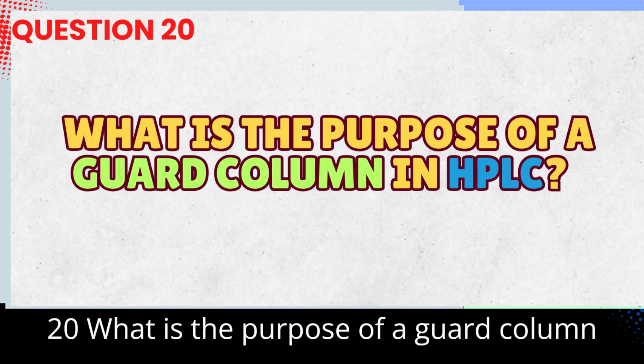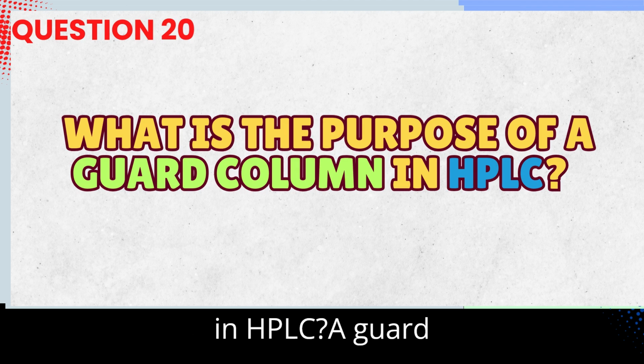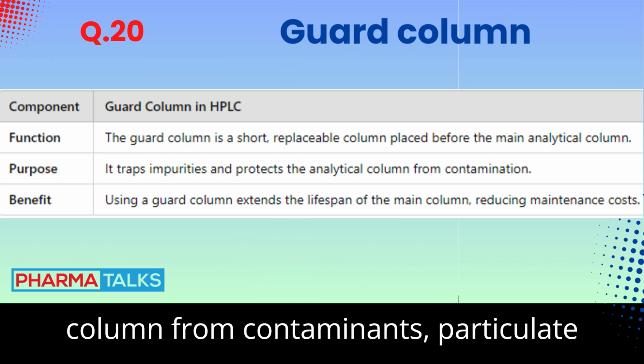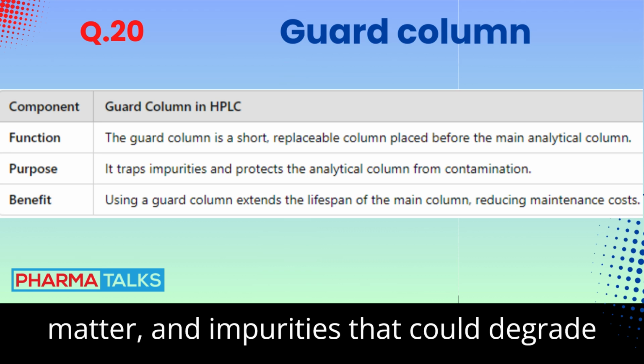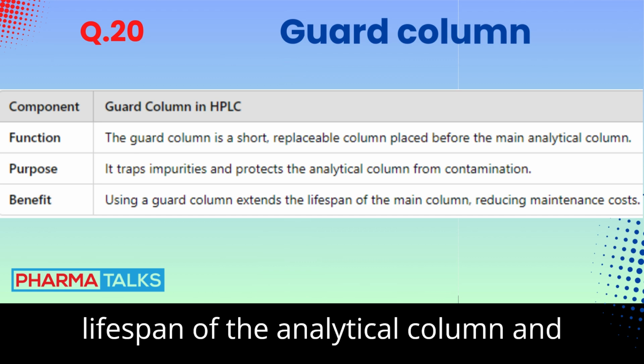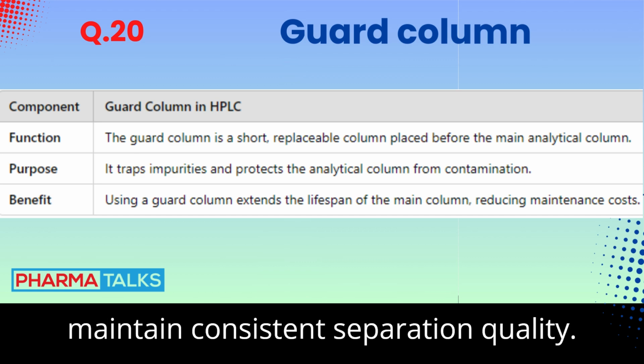Question 20. What is the purpose of a guard column in HPLC? Answer. A guard column protects the main analytical column from contaminants, particulate matter, and impurities that could degrade its performance. It helps prolong the lifespan of the analytical column and maintain consistent separation quality.